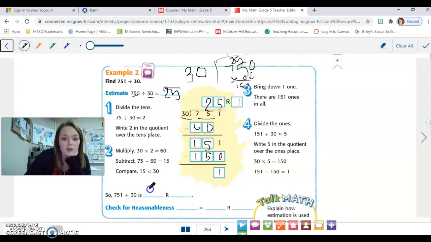Okay, so our answer is 25, remainder 1. Is this reasonable? Is 25 close to 25 remainder 1? Absolutely. It is 1 off. It is close. Our answer checks. It is reasonable.